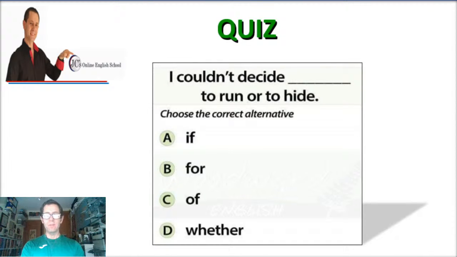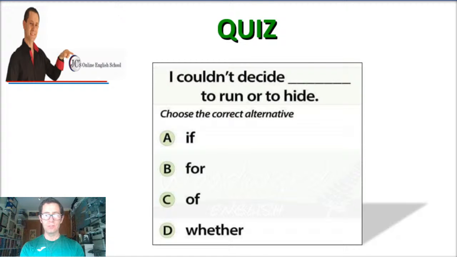We have 2 of them, only 2. The number 2 goes like this. I couldn't decide to run or to hide. And the possible answers are Alpha, if, Bravo, 4, Charlie, off, and Delta, weather. So once again, I couldn't decide to run or to hide. Is it Alpha, if, Bravo, 4, Charlie, off, or Delta, weather?